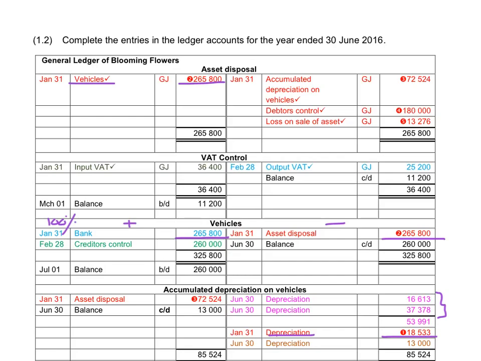Thirdly, we will do the total accumulated depreciation and take it out of my accumulated depreciation account and transfer it to my asset disposal account. So it means that I will take all the depreciation from the purchase date until the sales date, and that total amount will be transferred to asset disposal.